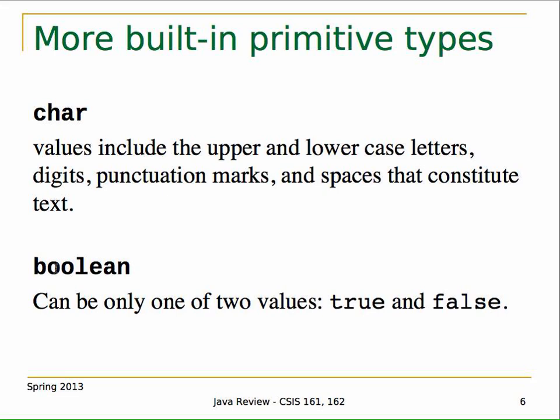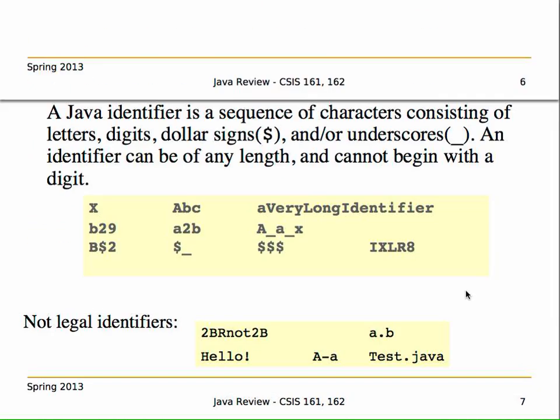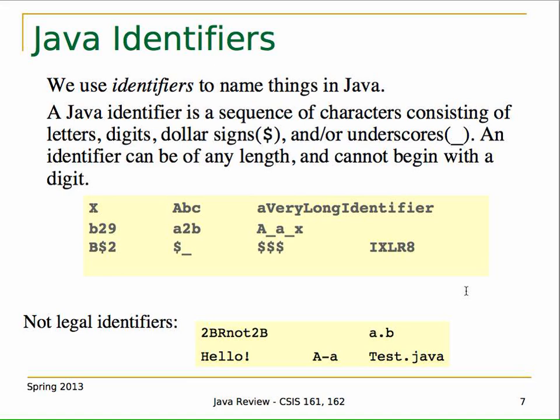And booleans, Boolean variables can only have one of two values, either true or false. So these are all keywords or reserved words in Java. Boolean, true, false, those are all reserved words. Alright, so how do you set up names? What are the rules for naming things?